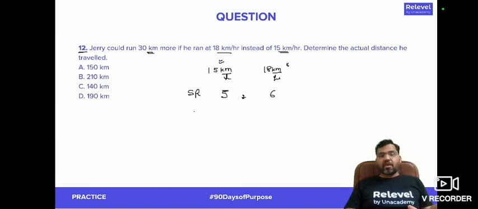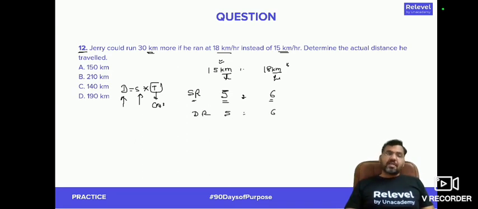Now this is a speed ratio. If I keep the time constant, it's the same concept here. If time of traveling is constant, right? If you're traveling with more speed, the distance traveled will be more. That means the speed ratio is the same as the distance ratio. If the speed ratio is 5 ratio 6, then the distance ratio will also be 5 ratio 6. That means at a speed of 15 km per hour, you will be traveling 5, then at a speed of 18, you will be traveling a distance of 6.